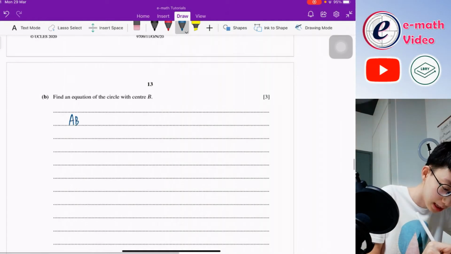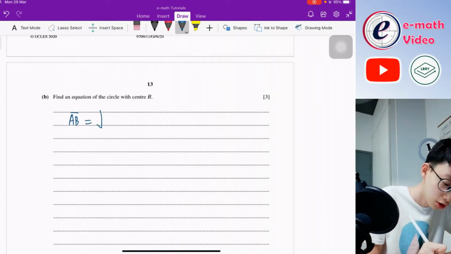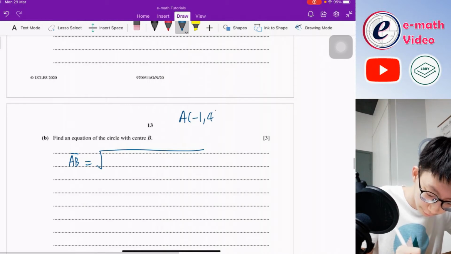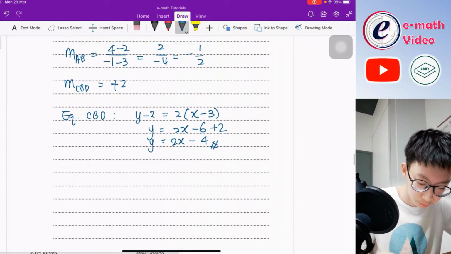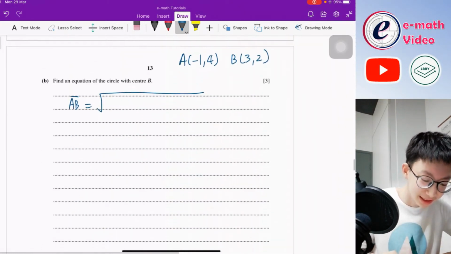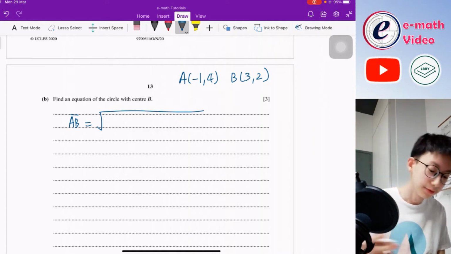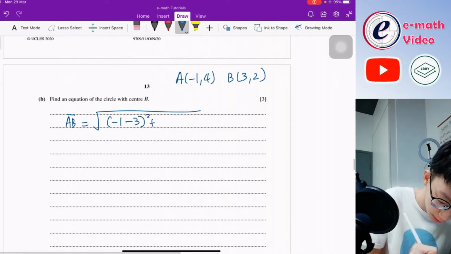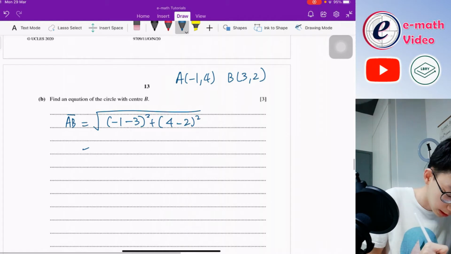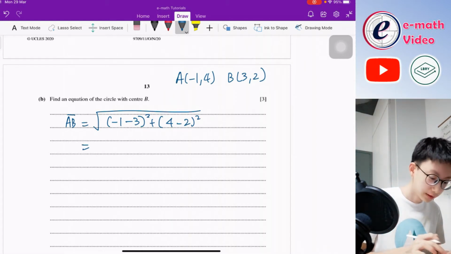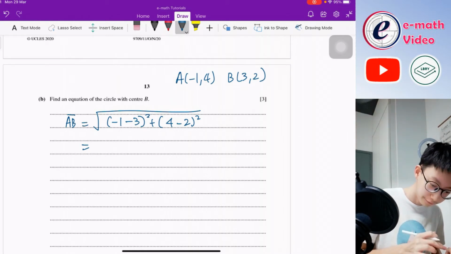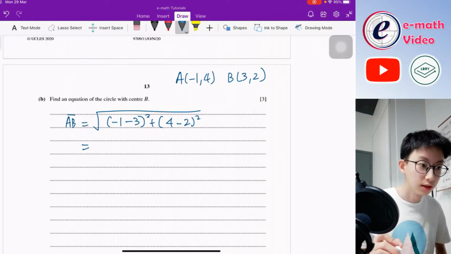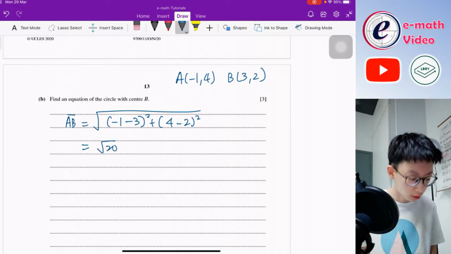Hence, distance AB equals the distance formula, square root of, let me just copy the two points here: (-1, 4) and (3, 2). Make sure I didn't copy wrongly. Okay, the distance formula: (-1 minus 3) squared plus (4 minus 2) squared. To make sure that I don't make any mistake, I will just use the calculator. So it will be (-4) squared plus (4 minus 2, which is 2) squared, which is 4. So it's root 20, or 2 root 5, that doesn't matter.